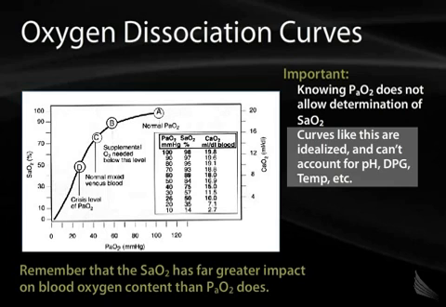Remember, this is an idealized curve. We never really know exactly what happens. And I don't sit around in the ICU talking about, does this patient have a left-shifted or a right-shifted oxygen-hemoglobin dissociation curve? To some extent, it's going to be dependent on which part of the body you're looking at.